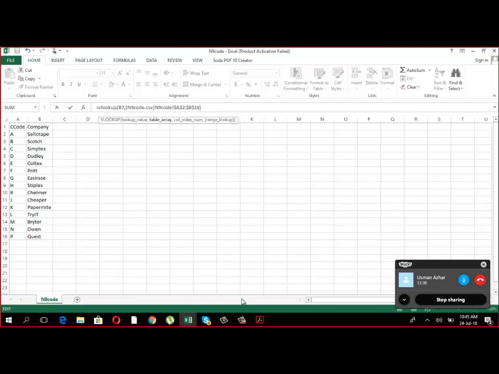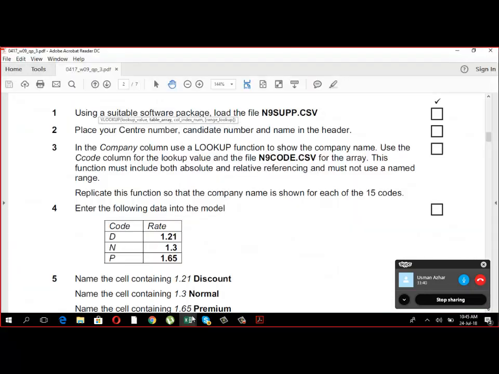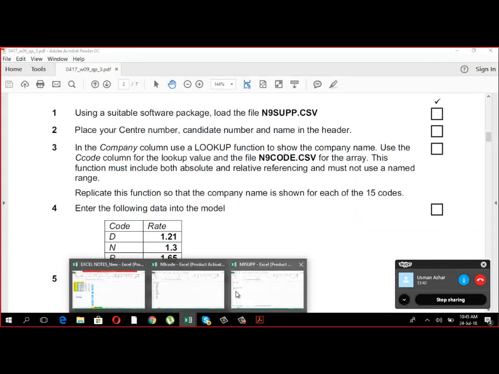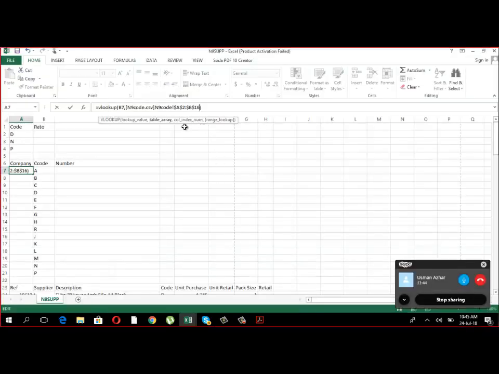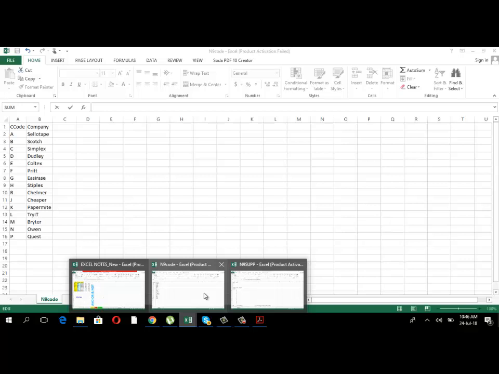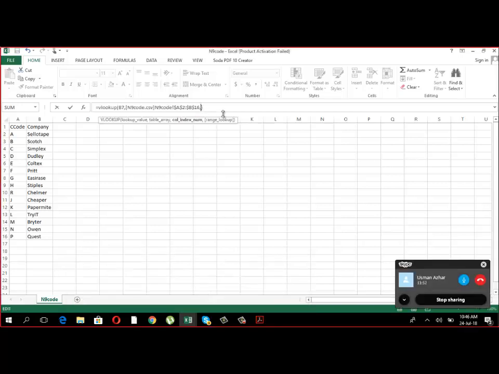I'll click here again, and now it says provide me the column index number. From which column do you want to extract your data? Remember the column index number? Company. I want the company, right? So I want, yeah.